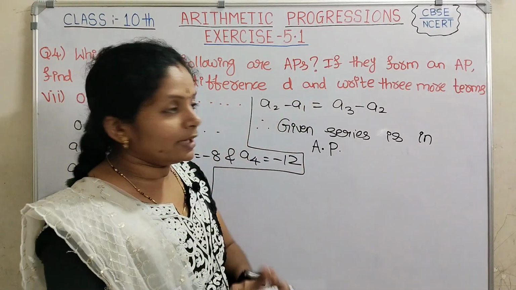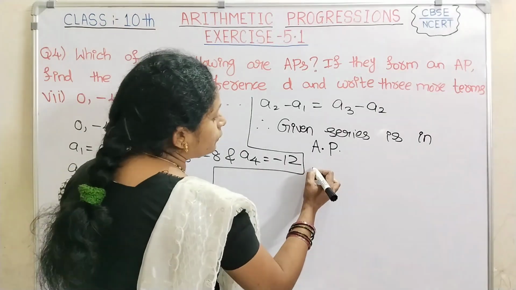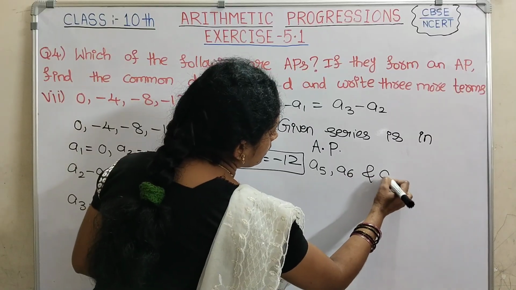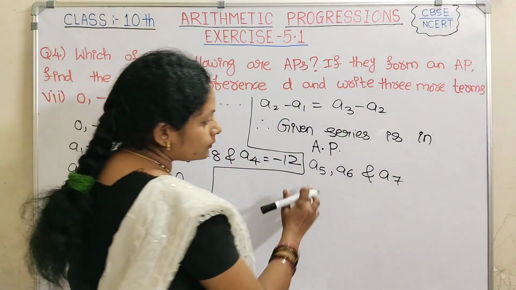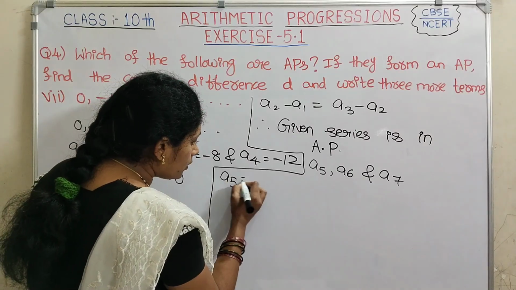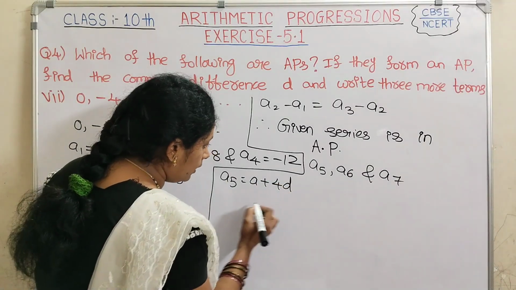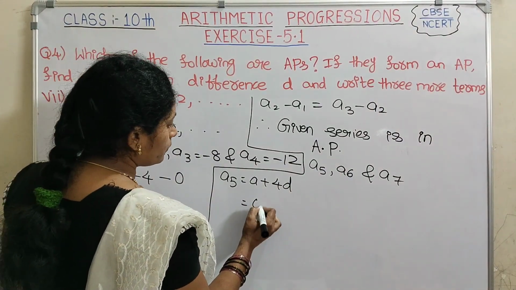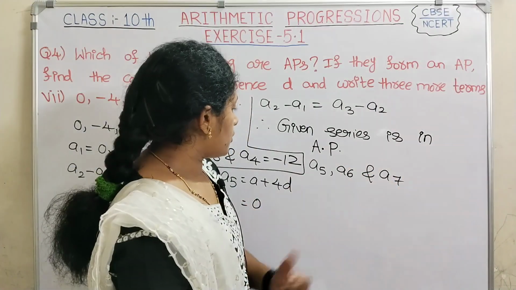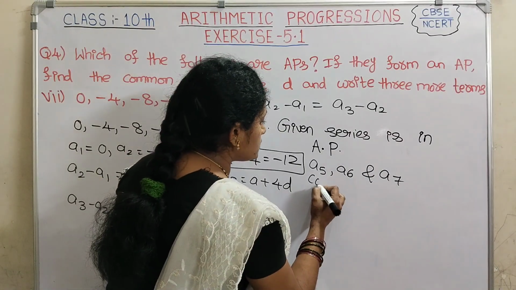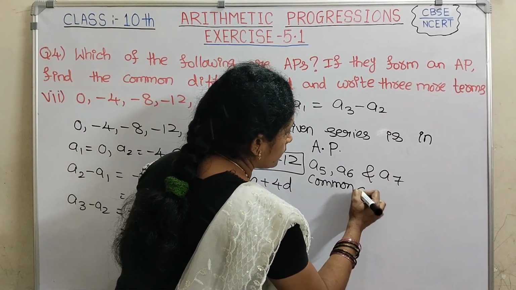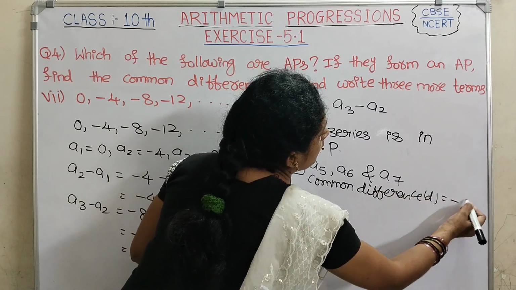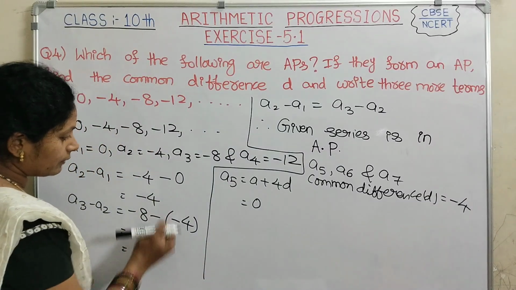Next, we have to find the next three more terms. We have to find A5, A6 and A7. To get A5, A plus 4D, A is 0. But here we have to find the common difference also. What is the common difference? D is equal to minus 4. This is nothing but our common difference.